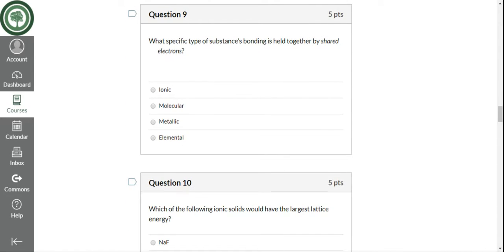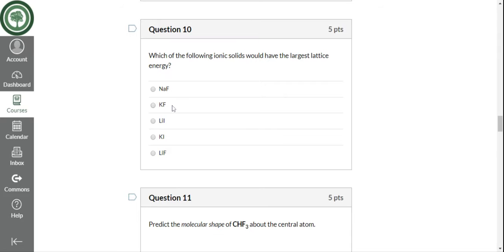Hey, this one's pretty simple. Which substance is held together by shared electrons? Again, those are covalent bonds. That is molecular.